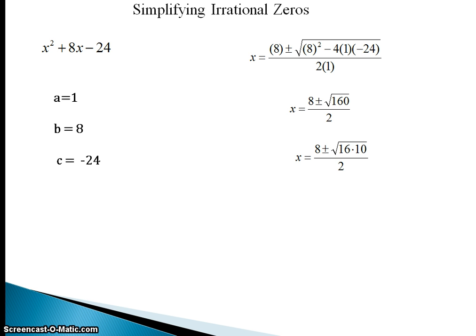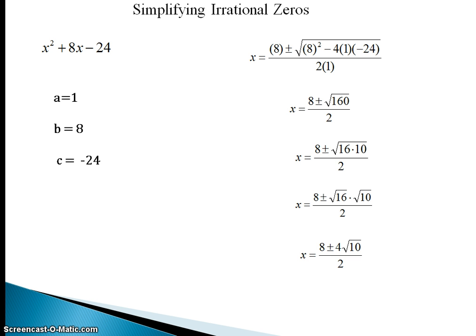And so we rewrite that as the square root of 16 times 10. Then we rewrite that radical as the square root of 16 times the square root of 10. Now, by now, you know that the square root of 16 is 4.